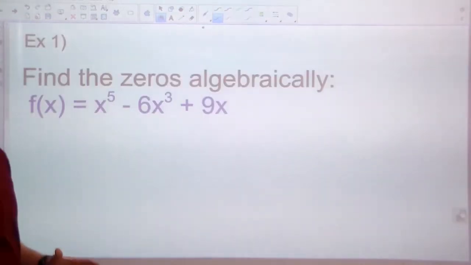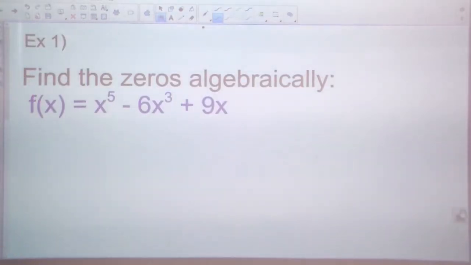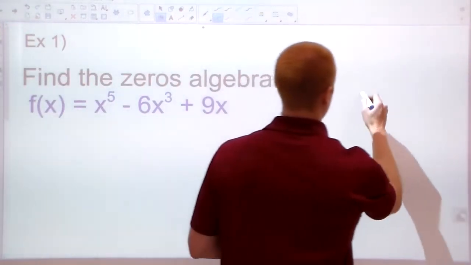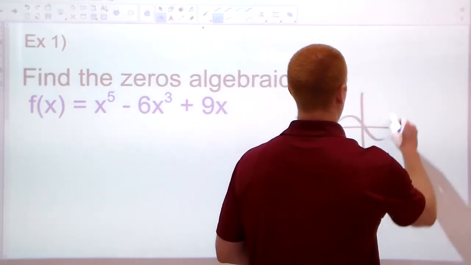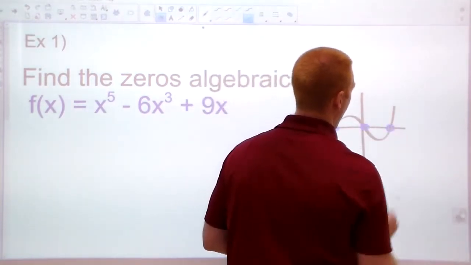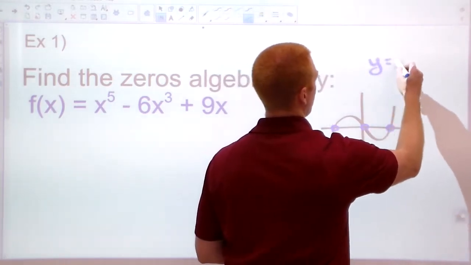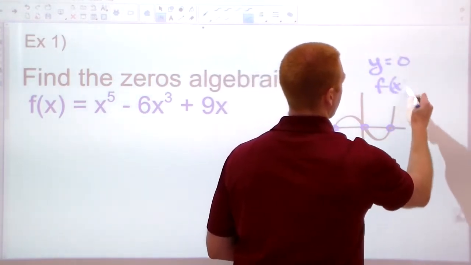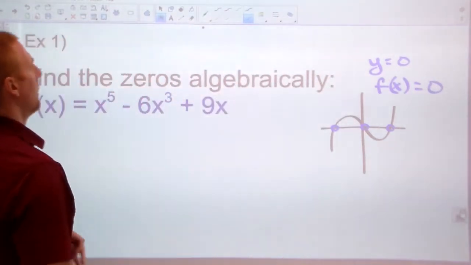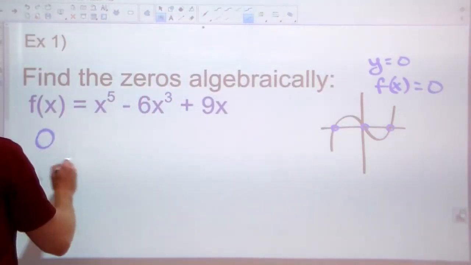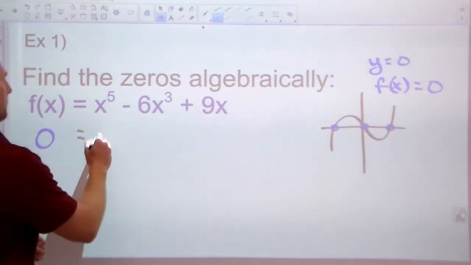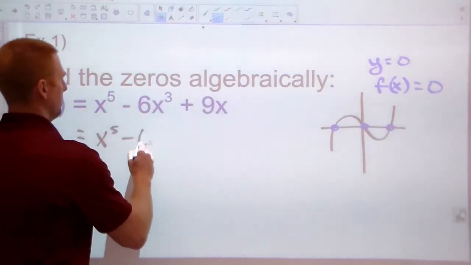So let's do a little bit of algebra and find the zeros of this thing. So just to recap what a zero is. When you have a polynomial and it's crossing the x-axis, the y value would be 0 at those points, which means the function value, or f of x, is going to be 0 at those points. And what that means for your algebra is that you plug in 0 for your y value. And that's why you set these functions equal to 0.